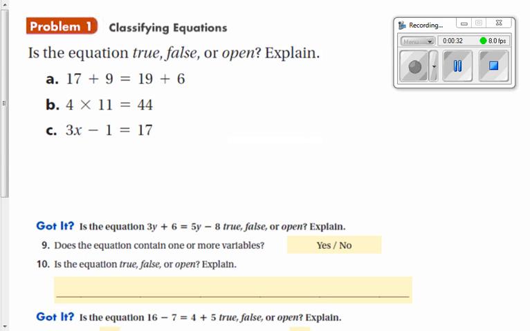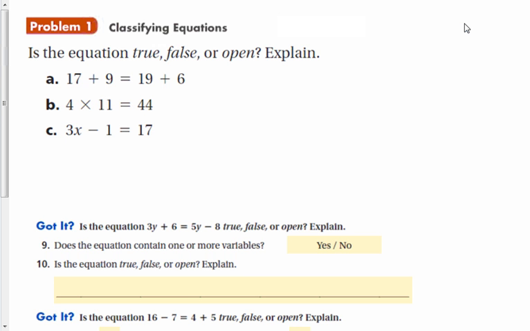All right, first of all, we want to learn how to classify equations. Equations can be either true, false, or open. So check out this first equation. If we simplify this side, we get 26. If we simplify this side, we get 25. And saying 26 is equal to 25 is not true. So we're going to say that this equation is false.